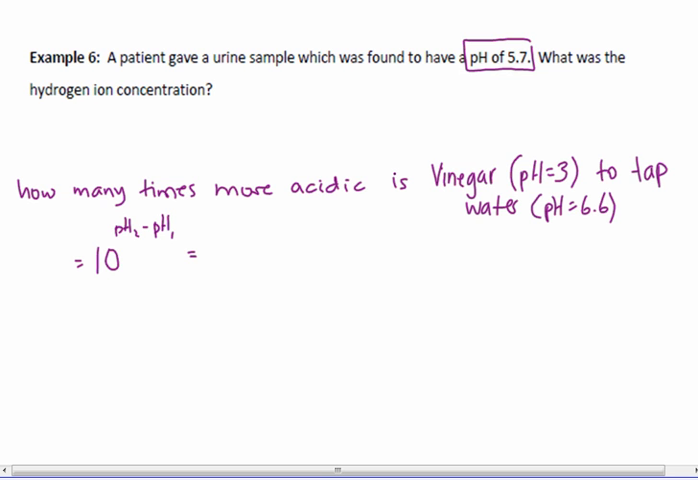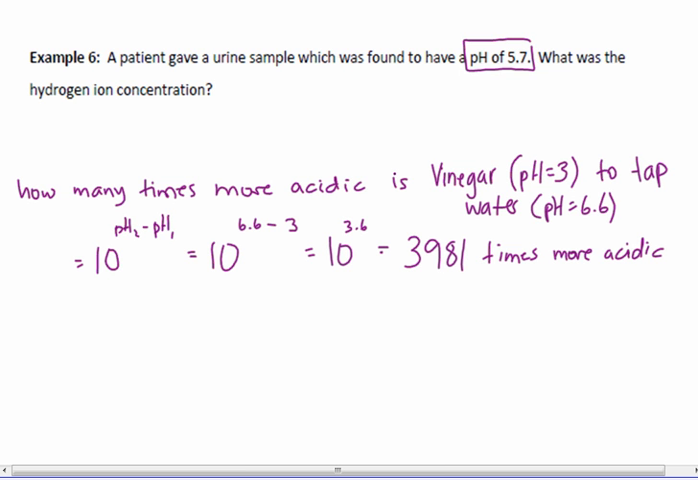Okay, so we're comparing vinegar to tap water. So what would it look like? 10 to the power of 6.6, the second minus the first. So 6.6 minus 3. So 10 to the power of 3.6, which gives you what? 10 to the power of 3.3 or 3.6? 3,981. Did you get the same thing? Times more acidic. That is, and it's related to how much more concentration it is. It's more concentrated.